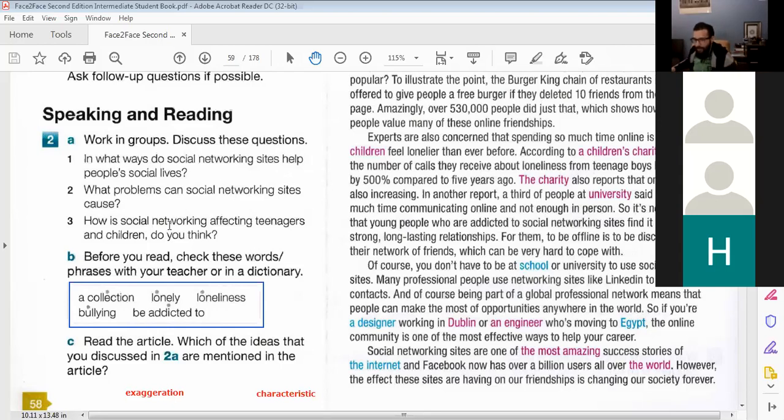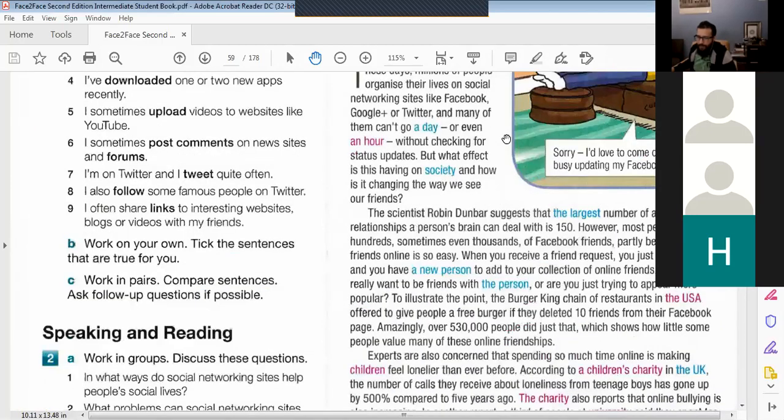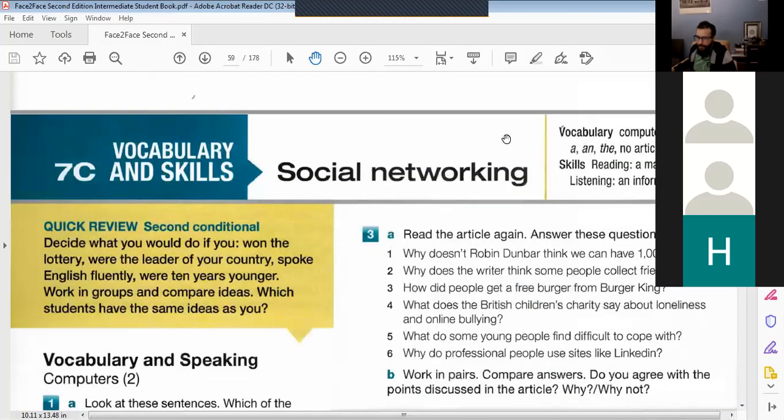Okay, so now we know all the words, and we also have to be addicted to. I think it's clear what it means to be addicted to something. Like to be addicted to social media, it means you can't stop using it, and so on. So now let's read this article. Let's find out a little more about it.